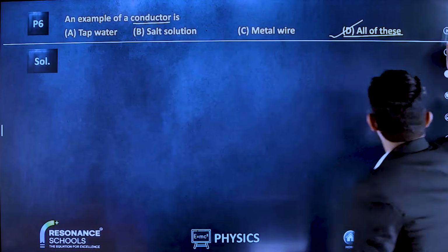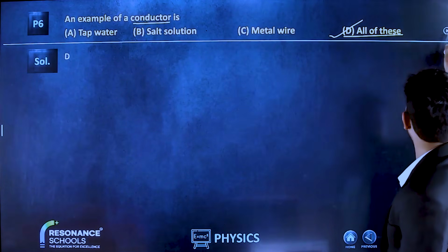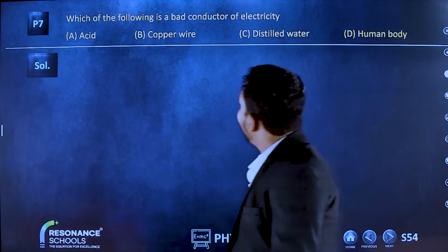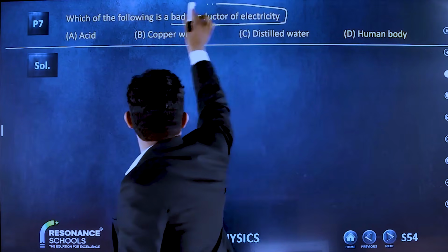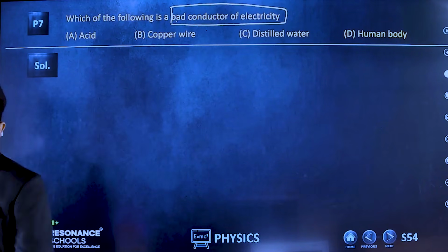Next question, the answer is D for this. Now, which of the following is a bad conductor of electricity? Bad conductor of electricity.